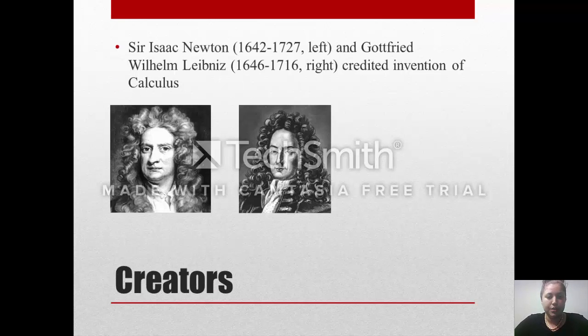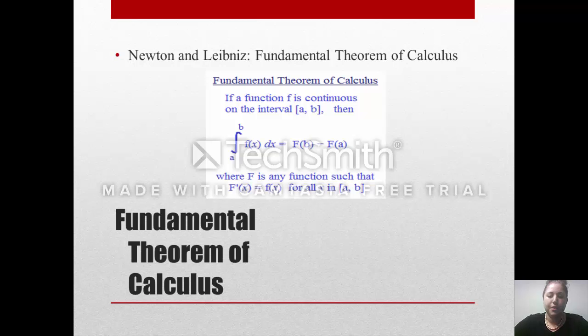The ones that actually connected the two were Sir Isaac Newton and Gottfried Leibniz, and they were credited with the invention of calculus. They founded the fundamental theorem of calculus, which connects the two calculuses. The fundamental theorem of calculus states that if a function f is continuous on the interval a to b, then the integral from a to b of f of x dx equals its antiderivative at b minus the antiderivative at a, where F is any function such that F prime equals little f for all x in a to b.